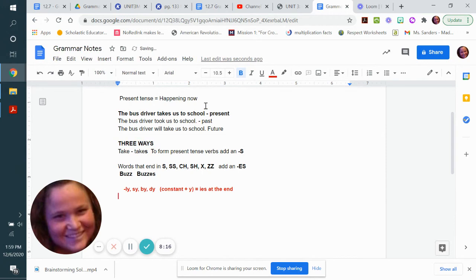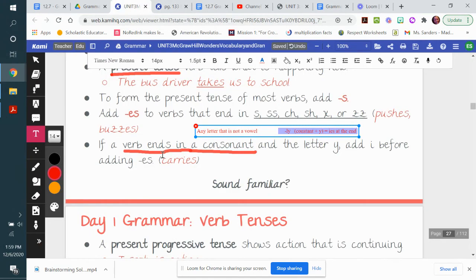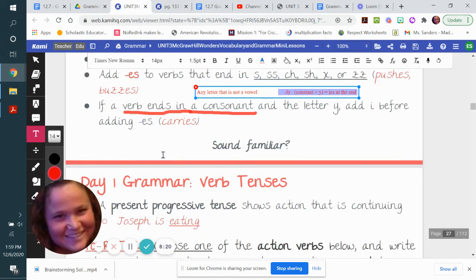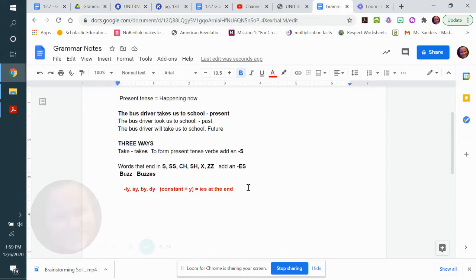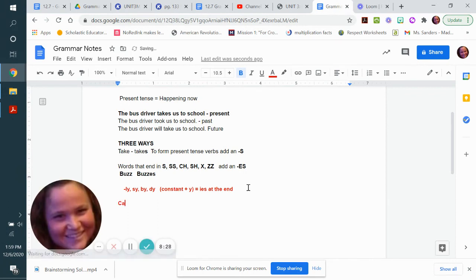All right, let's see here. Sorry, I'm going so slow. Okay, so here they have the word carry. I'm going to put that one in our notes too. So to carry, that's RY, so we change that to carries. I don't know why that's black now. I'm just going to go with it.